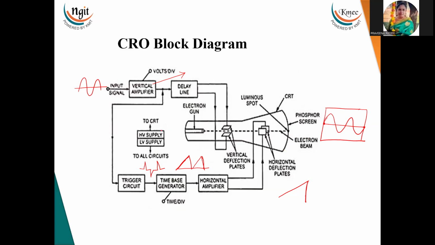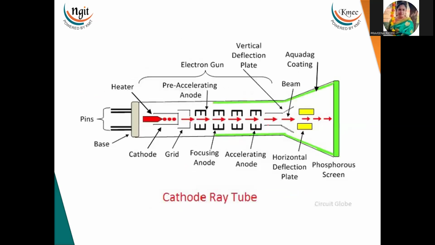Now here one more power supply generates a low voltage and a high voltage supply. Low voltages are given to all the circuits. High voltage is given to the CRT. Now we study the CRT construction. Now this is the CRT. The complete CRT is assembled in the vacuum glass. Now this is the vacuum glass.